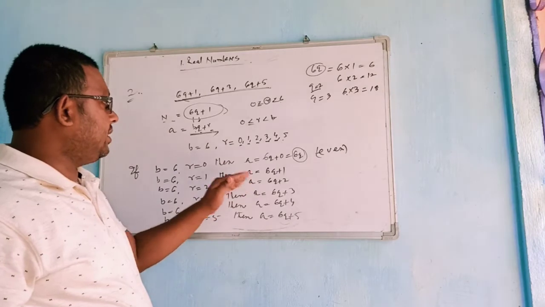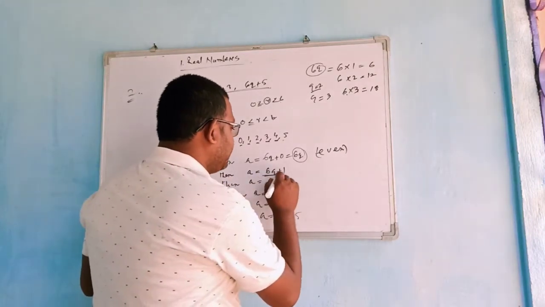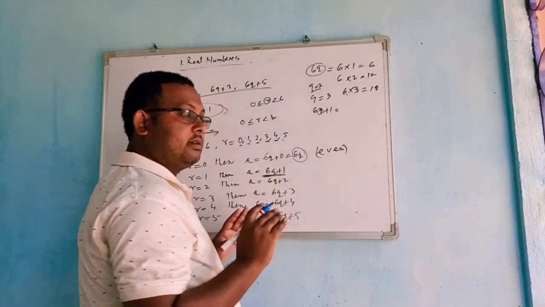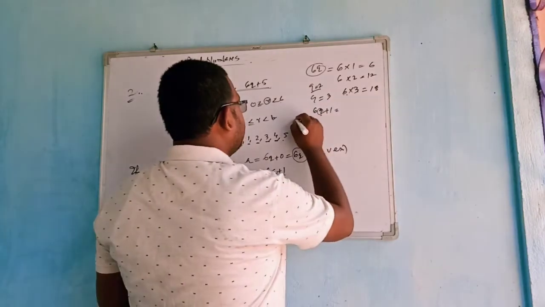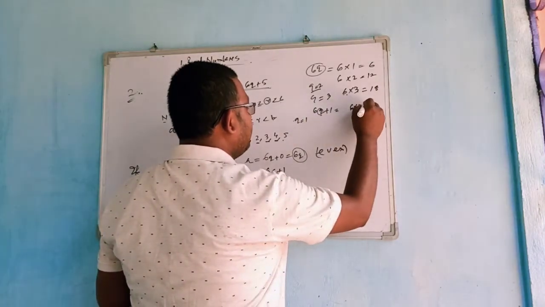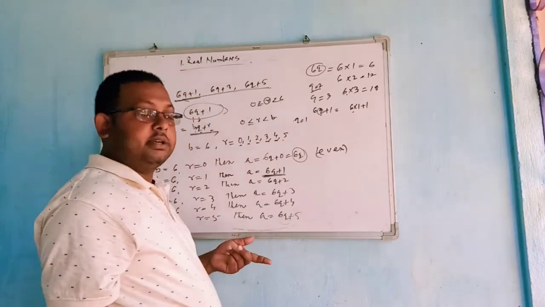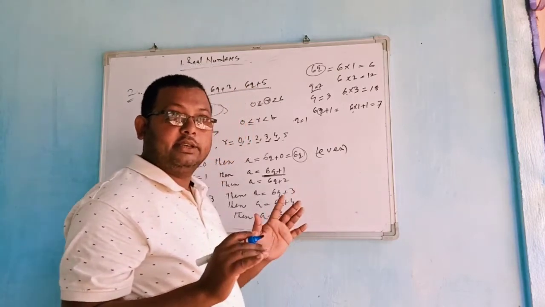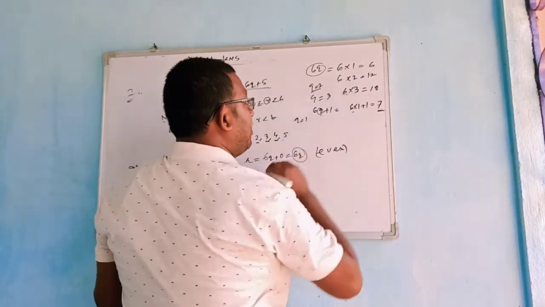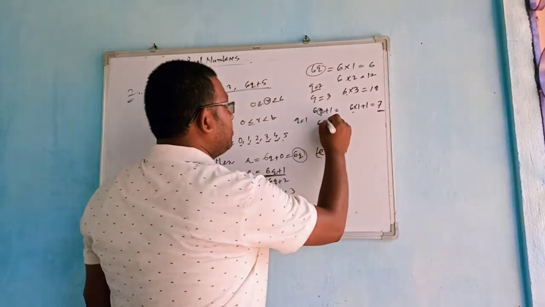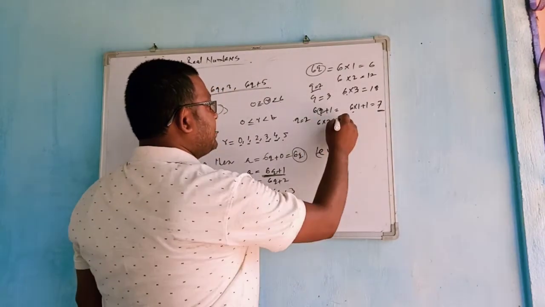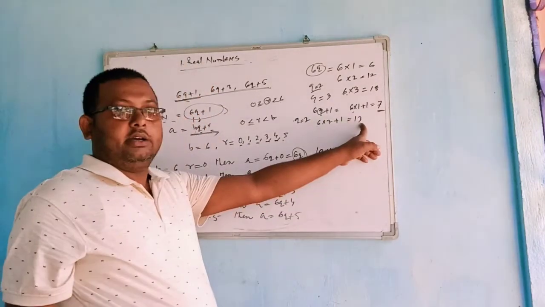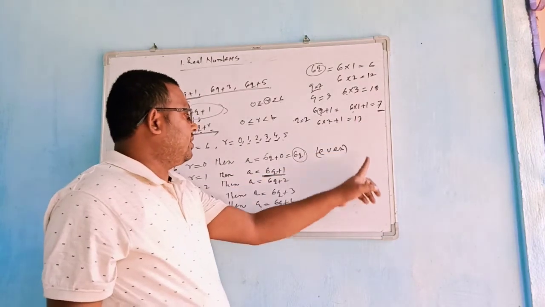Next, 6q plus 1. Let q equal 1. Then 6 into 1 plus 1 is 7. Is 7 odd or even? 7 is odd. Similarly, choose q equal to 2: 6 into 2 plus 1 is 12 plus 1, which is 13. Ultimately it is an odd number, and so on, you can verify.